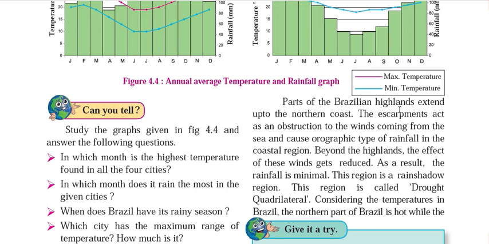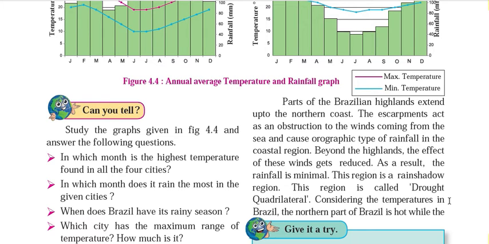Parts of Brazilian highlands extend up to the northern coast. The escarpment acts as an obstruction to the wind coming from the sea and causes orographic rainfall in the coastal region. Beyond the highland, the effect of these winds gets reduced. As a result, the rainfall is minimal. This region is a rain shadow region. This region is called the drought quadrilateral.